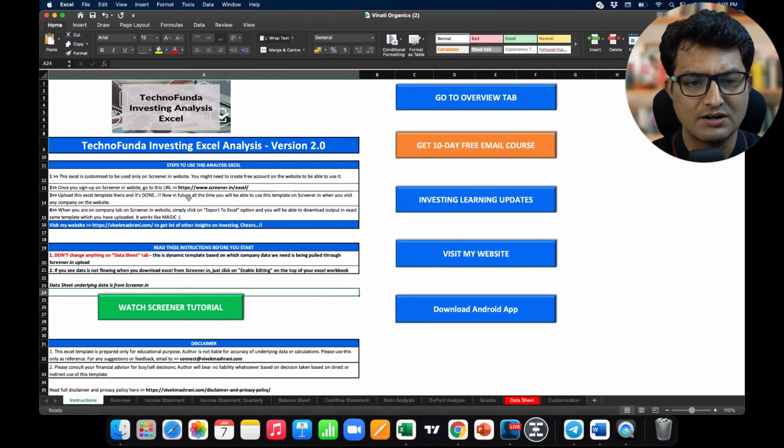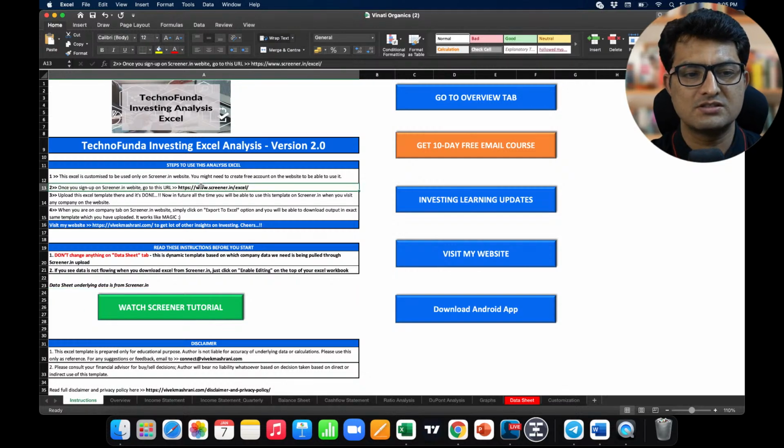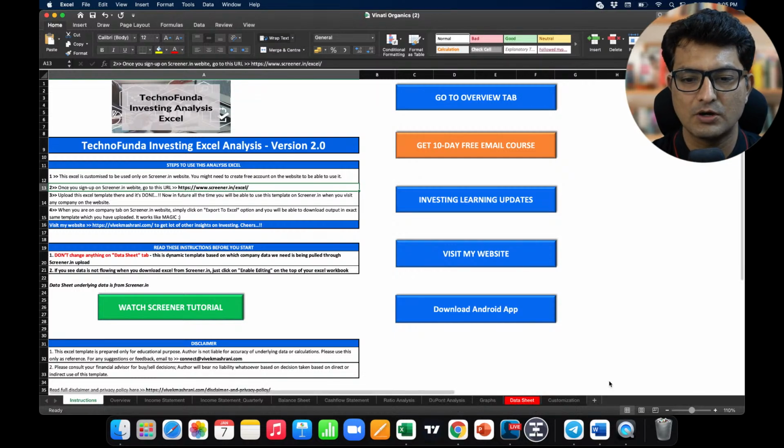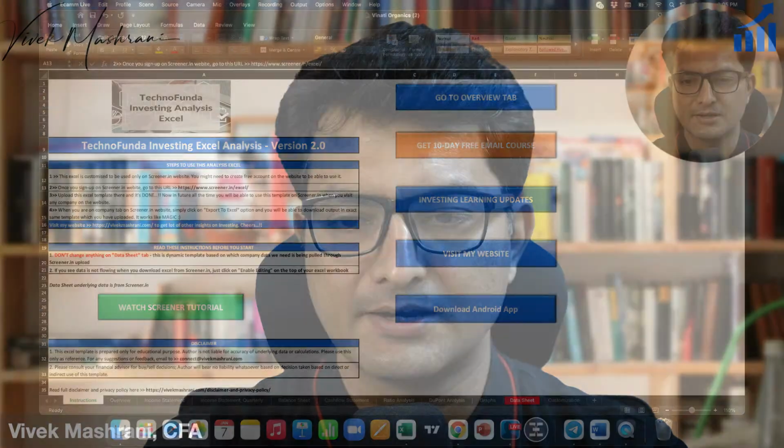I've mentioned all the other different steps over here. So first, you need to sign in on screener.in. How many of you are familiar with screener.in? Just type yes in the comment box if you are familiar with it. And if you're not familiar, it's perfectly fine. This is going to be awesome in terms of understanding and learning to the next level. So let's get into the Screener website to understand how we need to go about it.